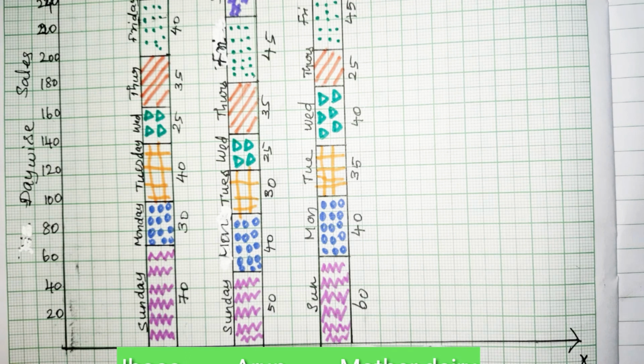Let me repeat. First you have to draw a vertical bar for the total and then you have to divide into segments based on the given data.